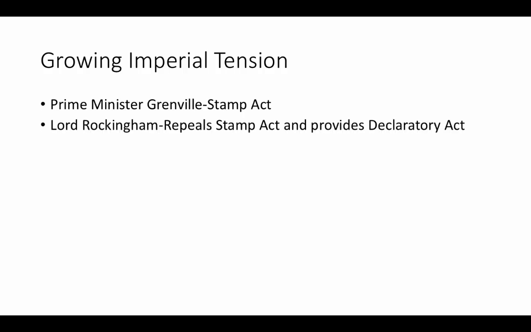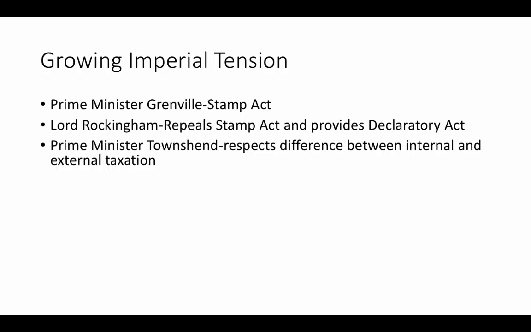Lord Rockingham repeals the Stamp Act after there had been numerous riots within Boston, but he provides a justification for it based upon what was called the Declaratory Act, saying, hey, look, we definitely are not going to do this act. We will get rid of the Stamp Act, but we do it based upon British authority, and colonists need to respect that authority.